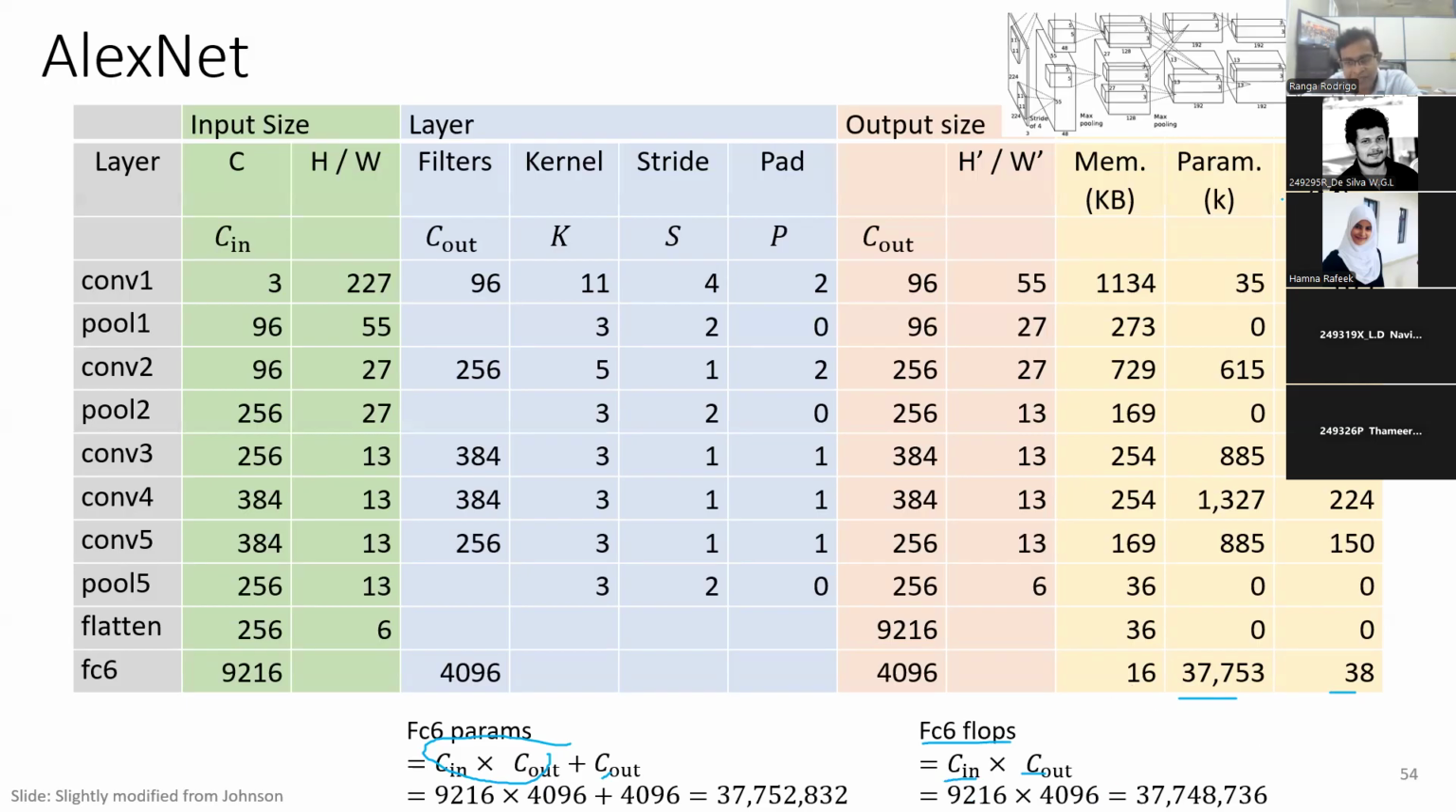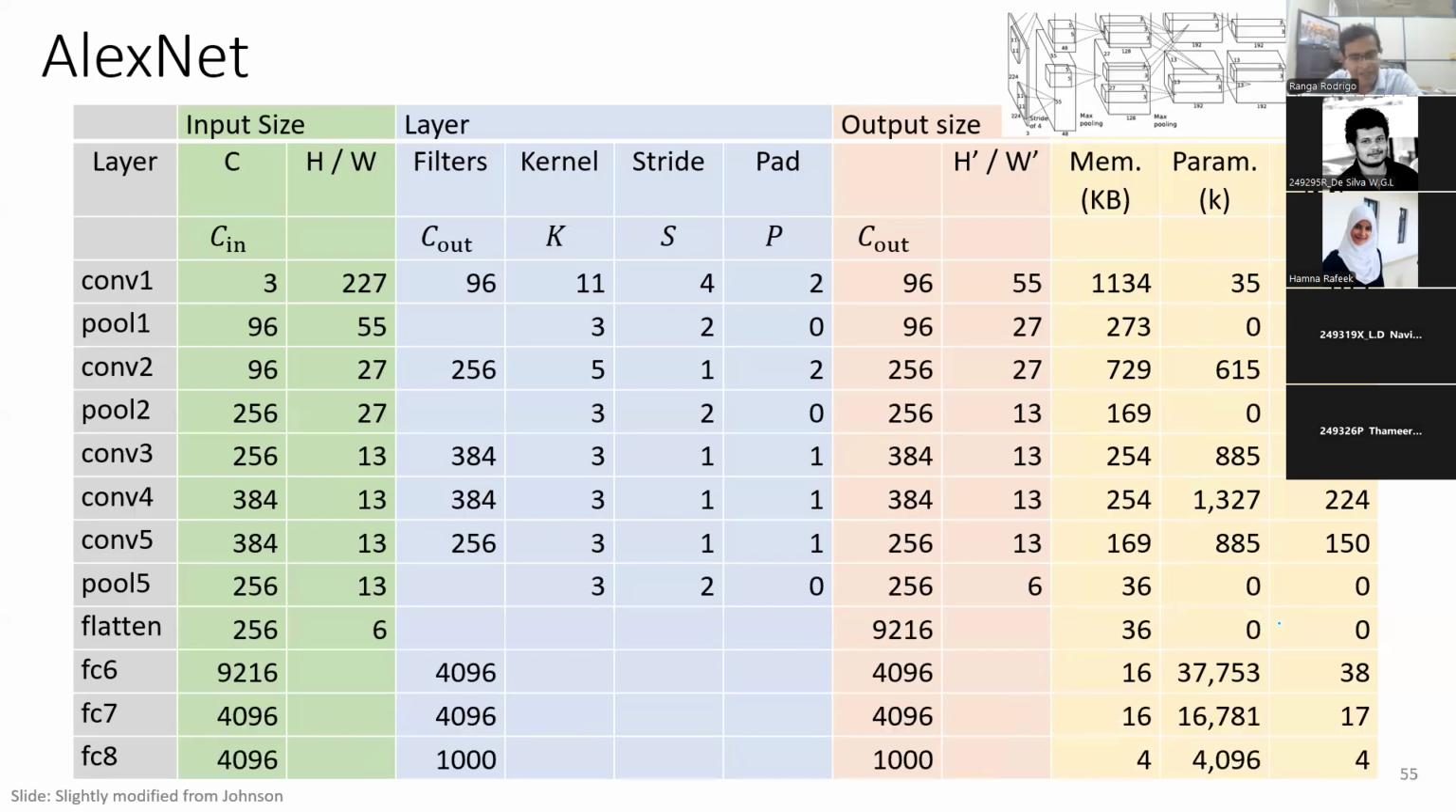So then we can observe that here, memory is decreasing. Parameters is increasing. Total floating point operations is decreasing. So this pattern is there in any convolutional neural network. So this is the full analysis of the AlexNet.